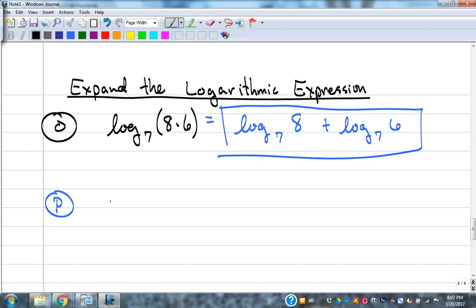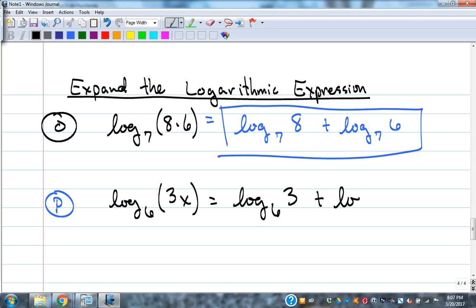Example P. Log base 6 of 3x. What's going on inside of the log? Multiplication. Multiplication becomes addition. So it just takes log base 6 of 3 plus log base 6 of x.